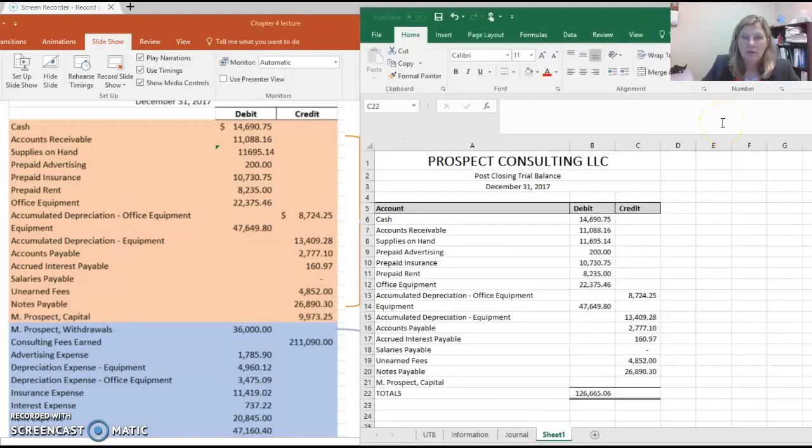so I've completed bringing all of the accounts over with the exception of that capital account. Remember, we closed out our net income or loss and the owner's distributions into that capital account. So for the post-closing trial balance, we need to figure out what is the balance of that account. So my beginning balance was $99,733.25.